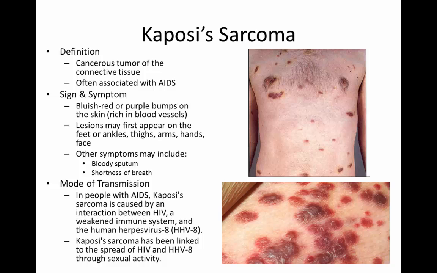Signs and symptoms include blue, red, or purple bumps on the skin, which are rich in blood vessels. Lesions may first appear on the feet, ankles, thighs, arms, hands, or face. Other symptoms may include bloody sputum and shortness of breath. Modes of transmission: in people with AIDS, Kaposi sarcoma is most commonly caused by an interaction between HIV, a weakened immune system, and the human herpes virus 8, or HHV8. Kaposi sarcoma has been linked to the spread of HIV and HHV8 through sexual activity.